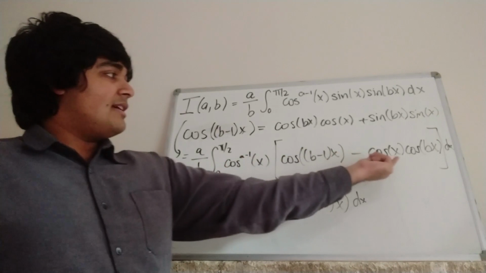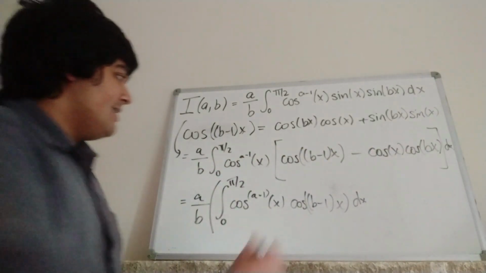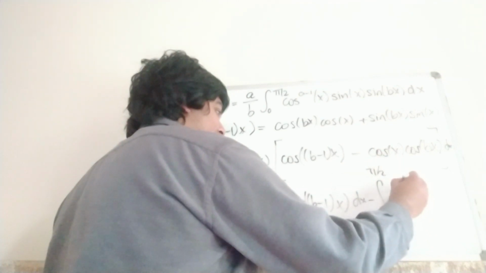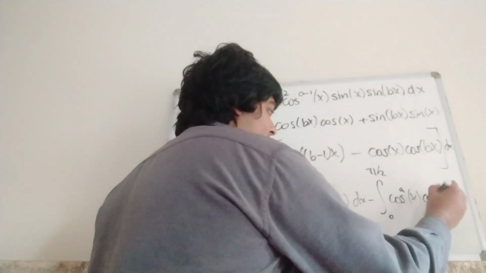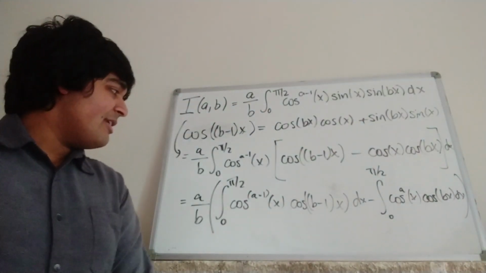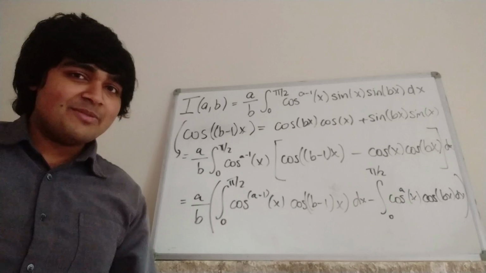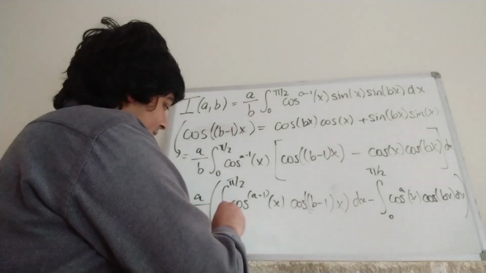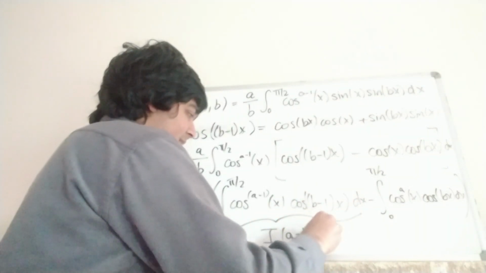If we bring this cosine a minus 1 x times this cosine x together, we get cosine to the a of x. So this is minus the integral from 0 to pi over 2 of cosine to the a of x, and then we've got this cosine bx here as well, like so. Okay, perfect. Now we notice this first integral is cosine to the a minus 1 of x times cosine of b minus 1 x, which is precisely I of a minus 1, b minus 1. So this thing here is I_(a-1)(b-1).